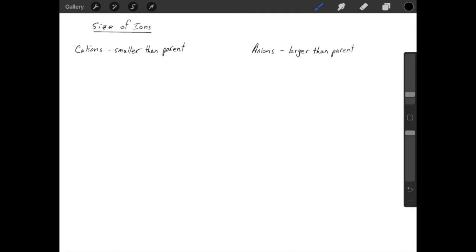The sizes for ions are going to follow the same basic trends as those for atoms, but there will be a few extra criteria. And using electron configurations can be pretty helpful. So we'll start with cations. Cations are always going to be smaller than their parent atoms, and the reason is you're removing electrons.